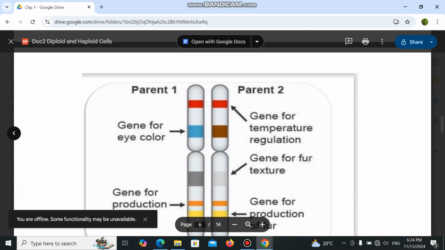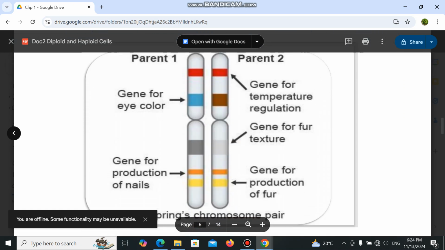Last thing in our lecture today is to know what the components of a chromosome are.